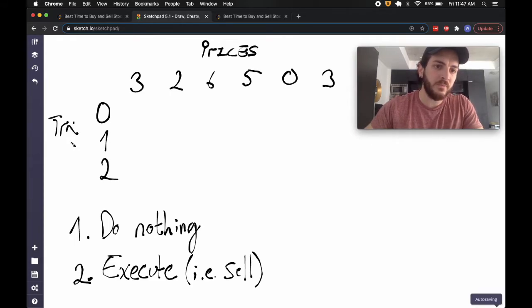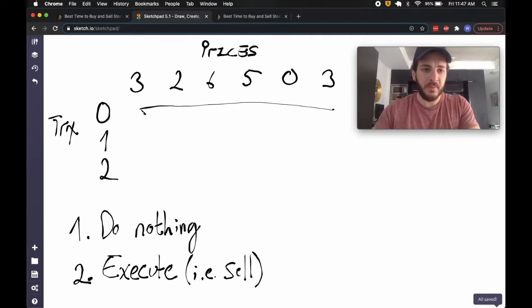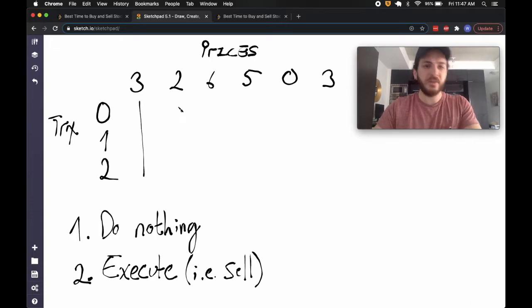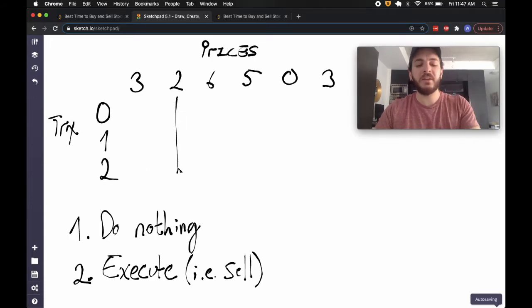And I'm gonna write PRX for transaction. So at any point along the way, at 0 transactions we can have a certain amount of profit. By day 0 we can have profits. By day 2 we can have a different set of profits.